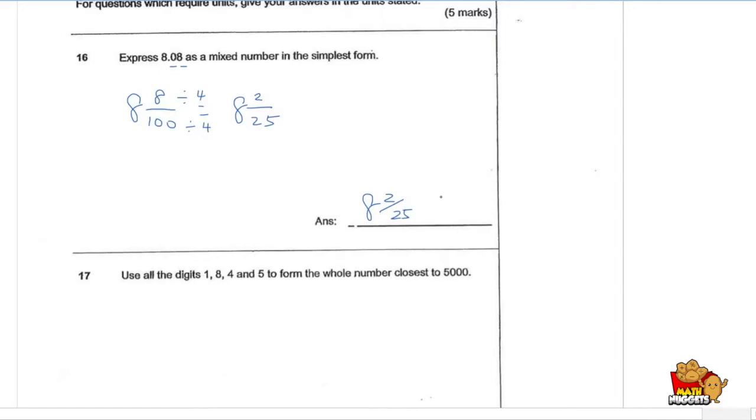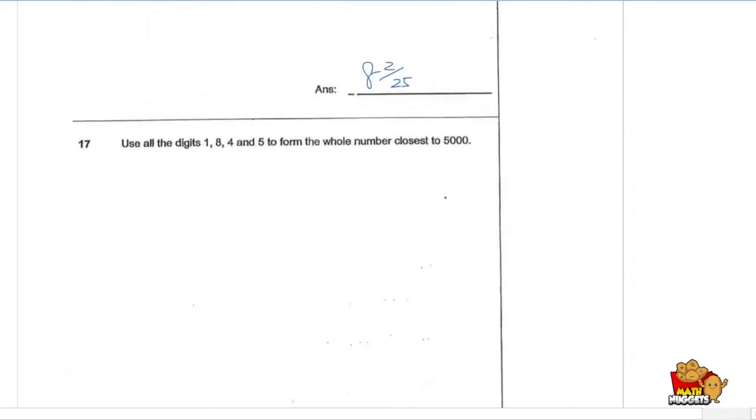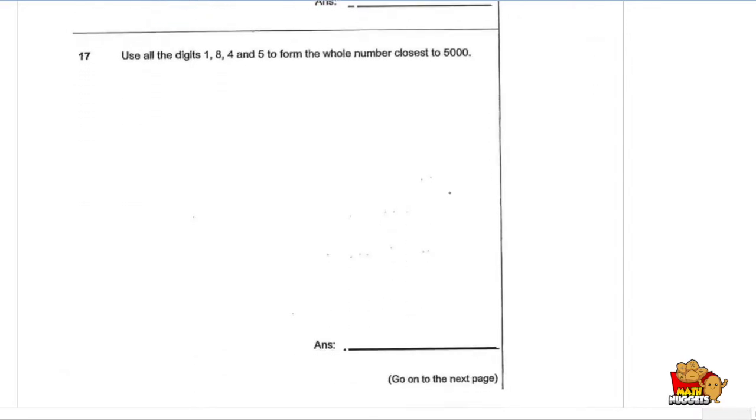Question 17. Use 1, 8, 4 and 5 to form a whole number that's closest to 5,000. Now there are 2 ways we can go. Closest to 5,000, it can be under or it can be over, but they just want it to be closest. They didn't say whether it needs to be smaller than 5,000. So if I form a number lesser than 5,000 but very close to it, it will be 4851.